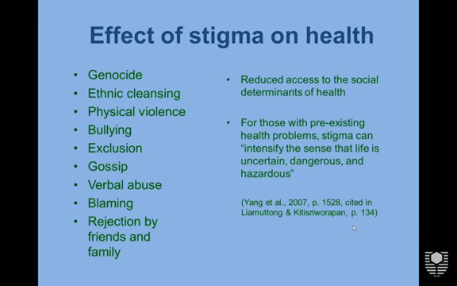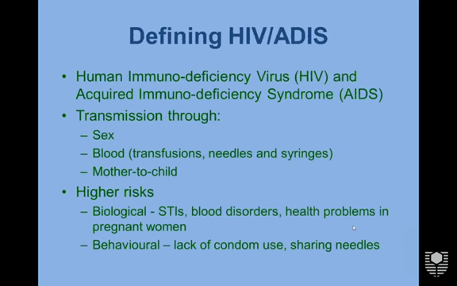And we've seen genocide and ethnic cleansing throughout history, and in fact in the last 2 decades in various parts of the world as well. Physical violence, bullying, exclusion, gossip, verbal abuse, blaming, rejecting by friends and family. These are all ways that people act on stigmatization, to stigmatize other people. The result of this is people who are stigmatized have reduced access to the social determinants of health, and if they already have health issues, this is made worse. Stigma can intensify the sense that life is uncertain, dangerous, and hazardous. And you can imagine, of course, the result of that for mental, psychological, emotional, spiritual health, let alone physical.